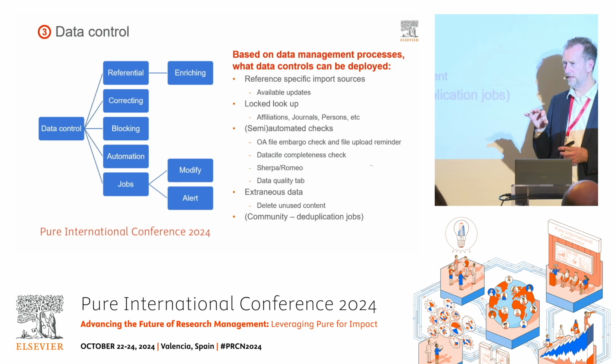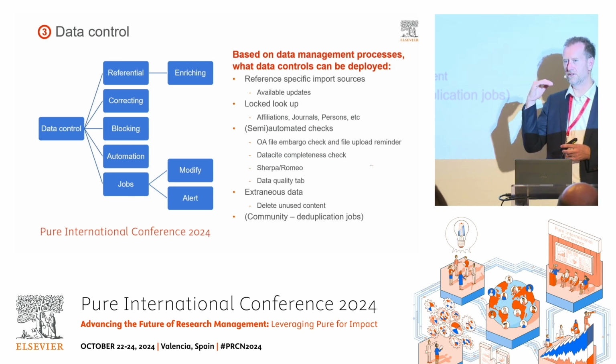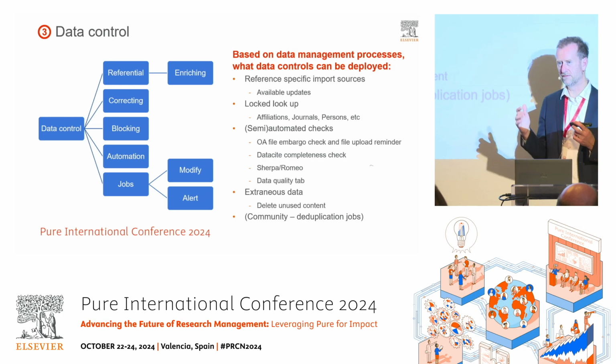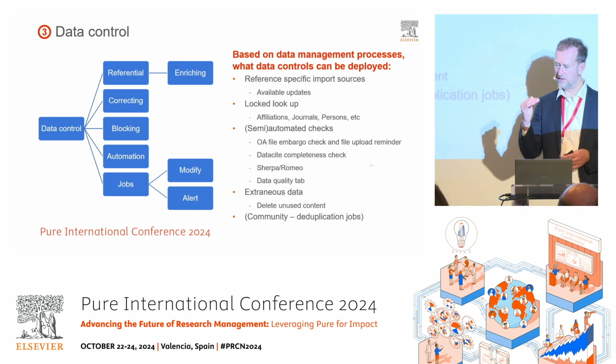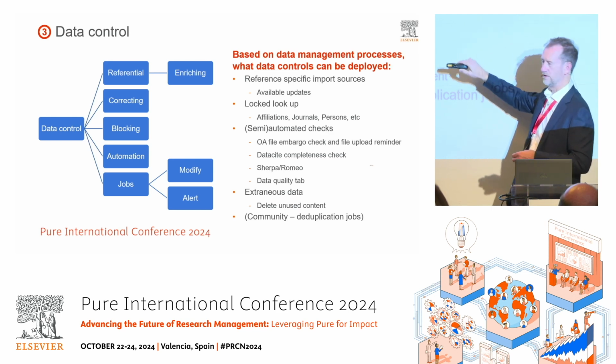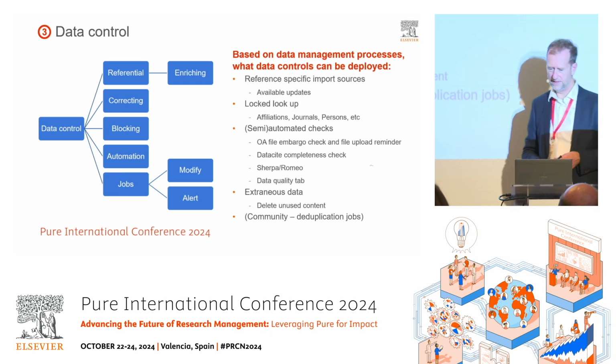So, for example, the affiliation or organization lookups, you can actually lock them so that your users don't have a chance to create more bad data. There's also some of the automated checks, like the open access file embargo check and the file upload reminders if you're more interested in compliance. And all of these points here that I put here are actually different jobs or different functionalities in Pure that you can tap into.